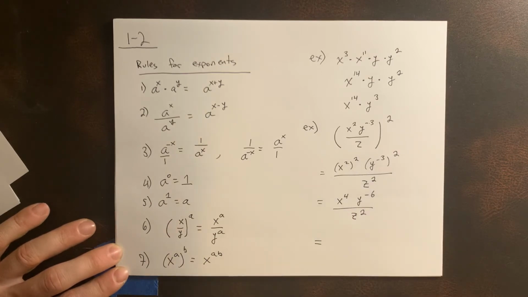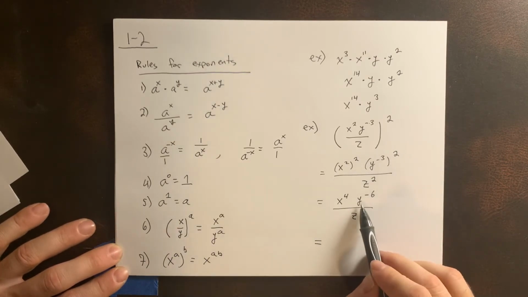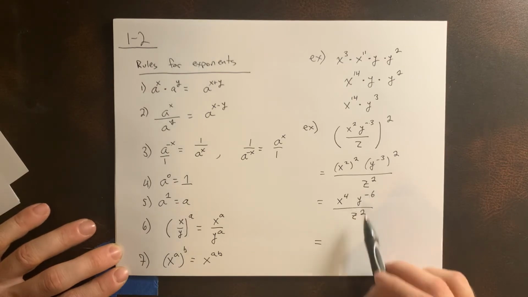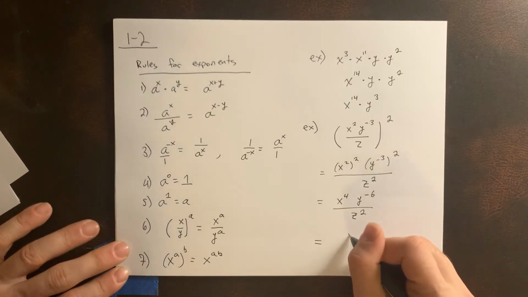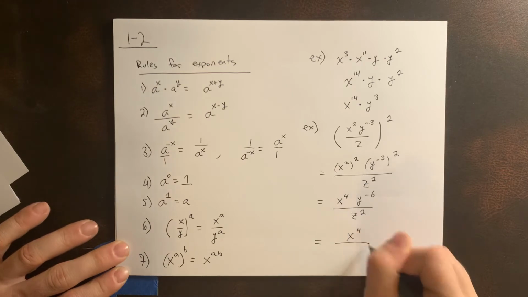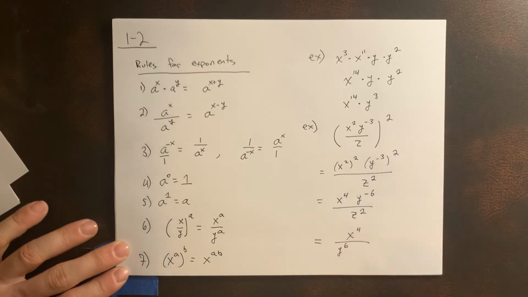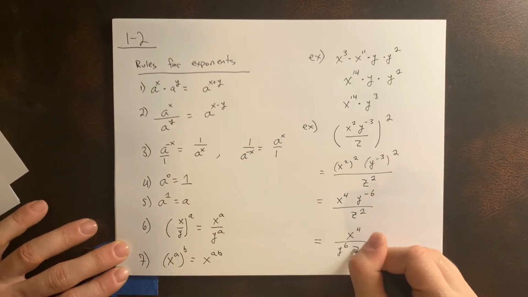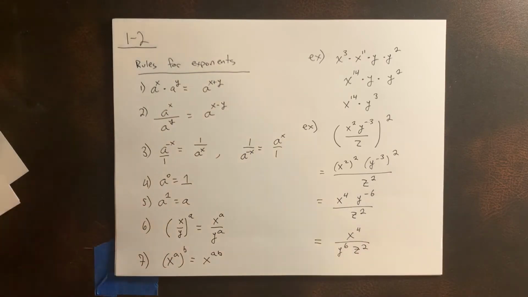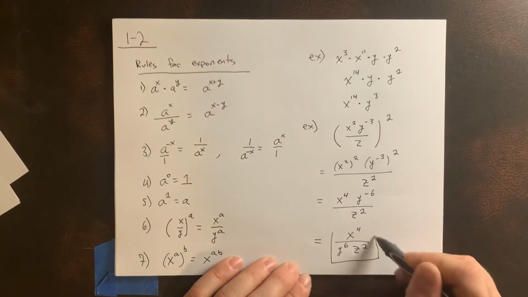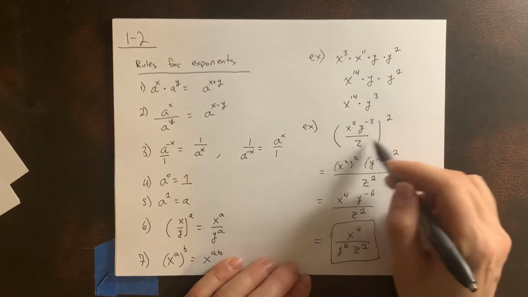And then the last thing we can do to simplify this is, here's a y to the minus 6. We said that minus exponents bring things from the top into the bottom. So this is going to be x to the 4 over, so we have a y to the minus 6, so we'll put a y to the positive 6 down here, and then z squared. Right, and so this would be the most simplified version we can have for this part of this particular problem.